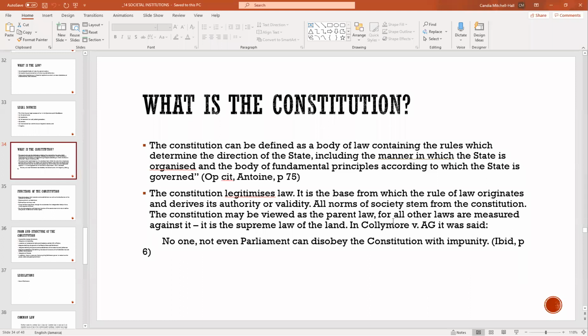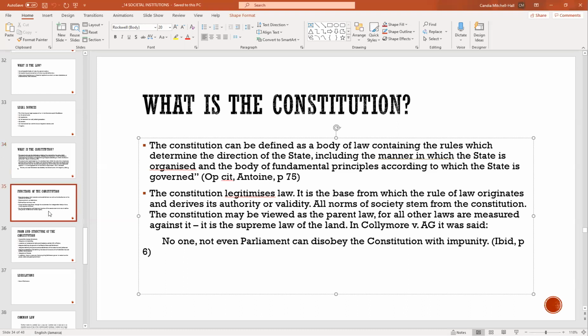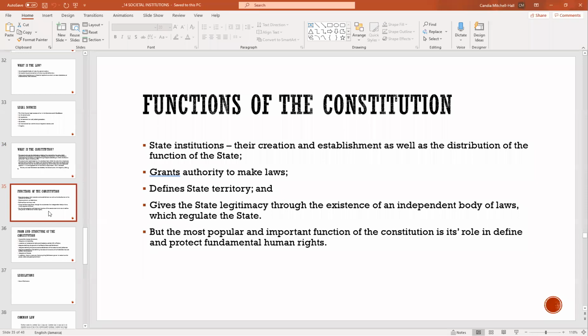And in this case, as mentioned here, Collymore versus the Attorney General of Jamaica, it was reinforced that no one, not even the Parliament, can disobey the Constitution with impunity. In other words, the Parliament of Jamaica or the Parliament of the Caribbean societies are not above the Constitution. The Constitution is above everybody in the society. It dictates to us how the country operates. In other words, the Constitution tells us how institutions are created. It defines the state. It gives the state some form of legitimacy. And it also defines our rights as citizens within the state.